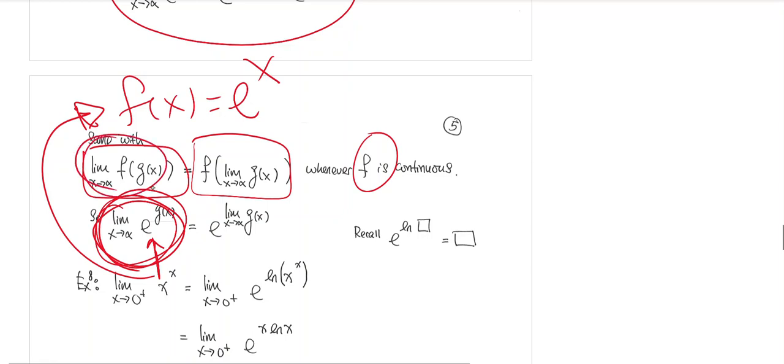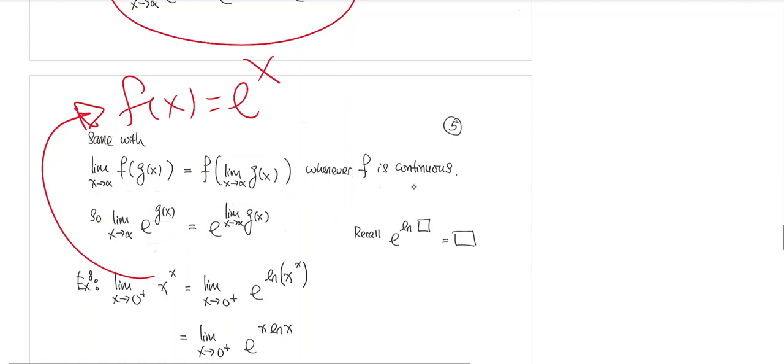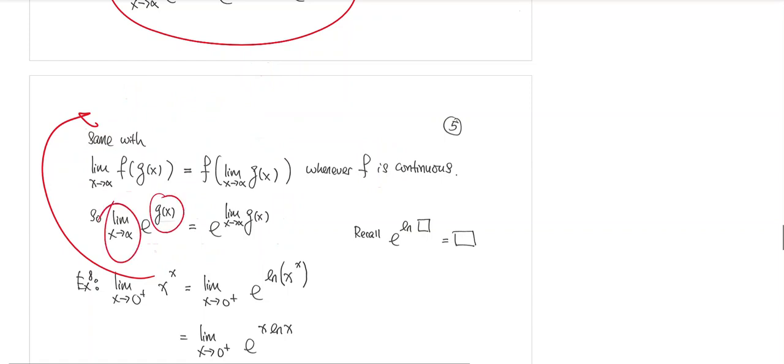So this left-hand side here is exactly this. The right-hand side here is exactly this. That's what it means. Okay. So for a continuous function, especially e to the power of something, when you try to evaluate this limit, it's the same as evaluating the limit like this. Okay. This is critical. Make sure you know.